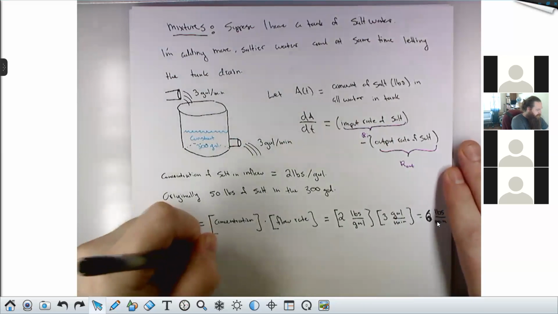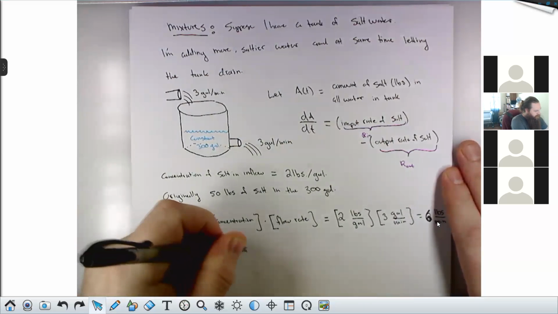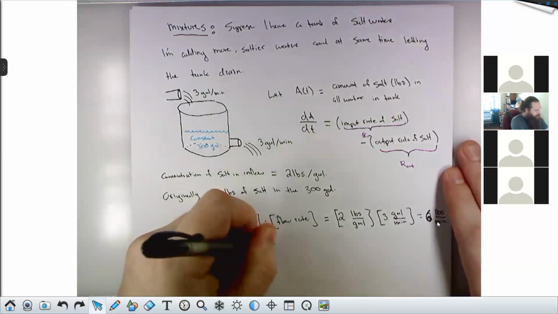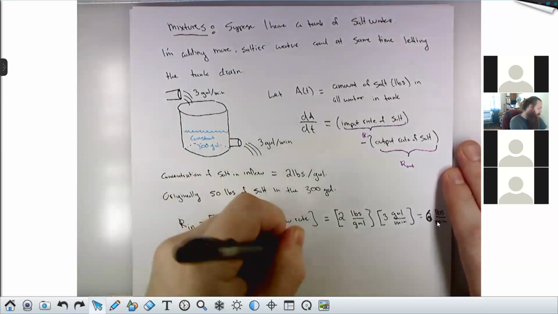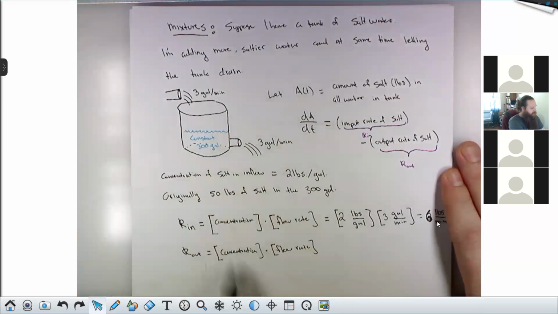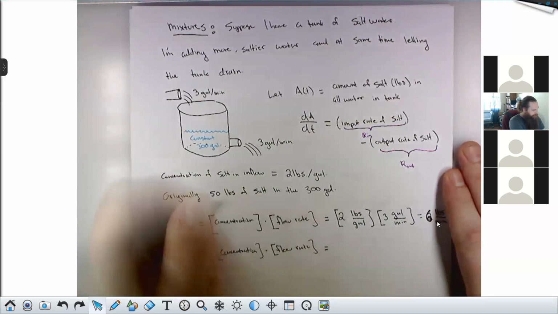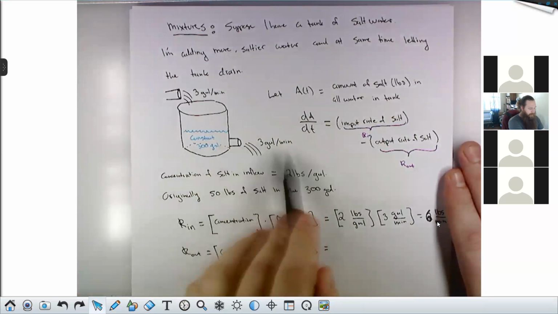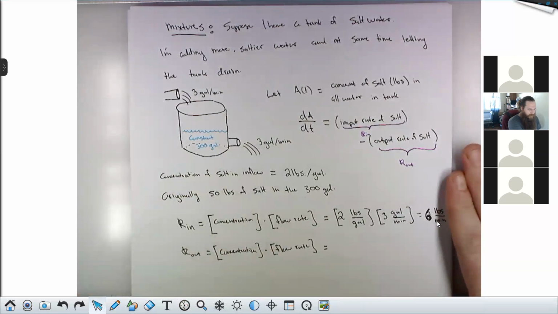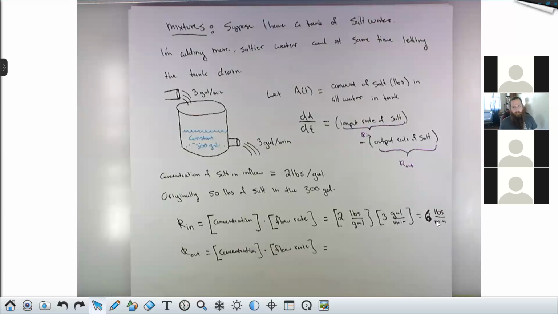How fast am I losing salt? Well, again, it's the concentration times the flow rate. But here the concentration is a little trickier to figure out. The flow rate, I know I've got 3 gallons per minute coming out. But what is the concentration? It's the 50 pounds divided by the constant 300 gallons in the tank.